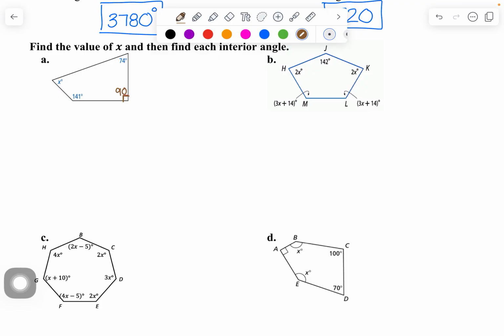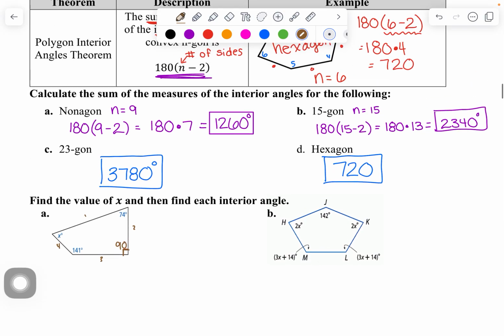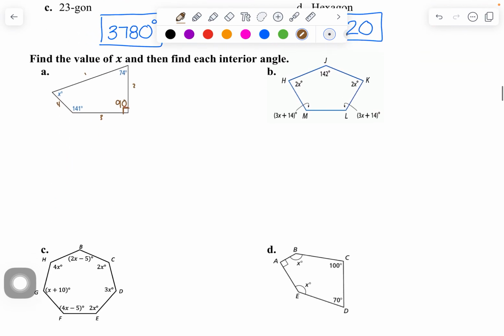Now, if I want to solve for x, if it was a triangle, triangles' angles add up to 180. But this is not a triangle. This has got 4 sides. 1, 2, 3, 4. Making it a quadrilateral. How do I know how much quadrilateral angles add up to? I have a formula. 180 times 4 minus 2. I start with this formula. So 180 times 2 is 360. That means that the 4 angles of a quadrilateral should add up to 360.